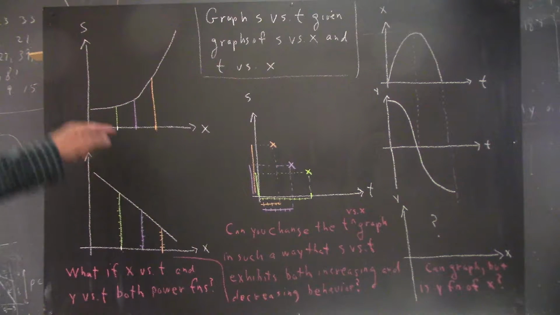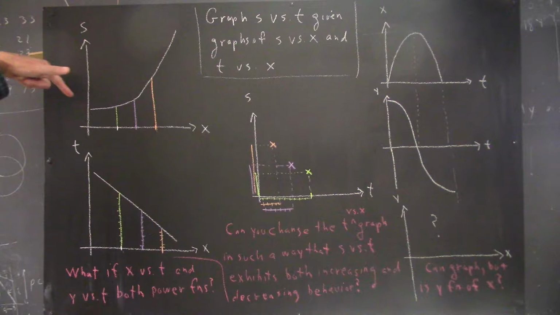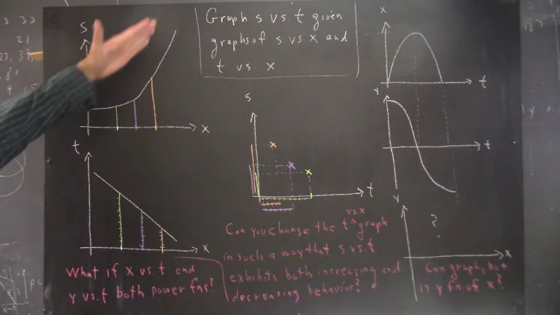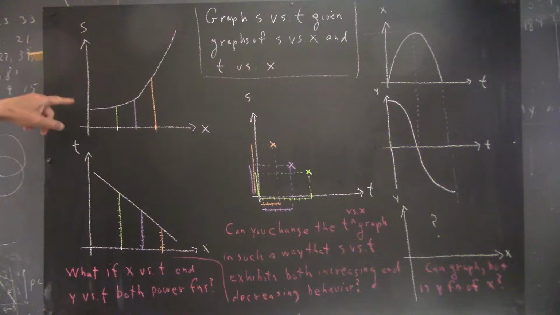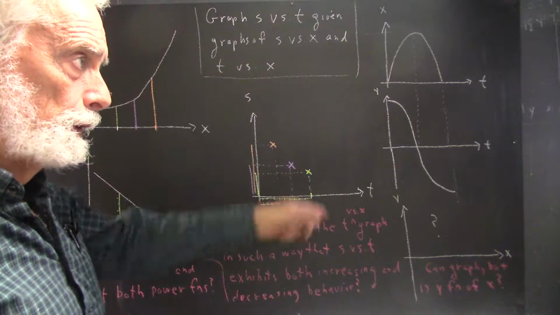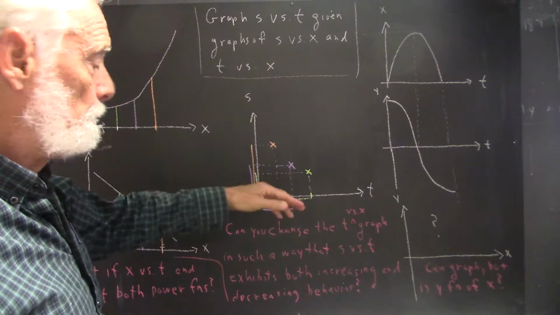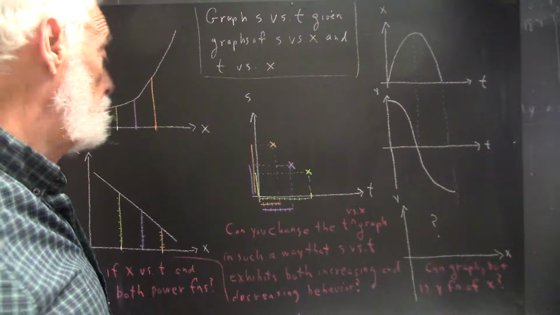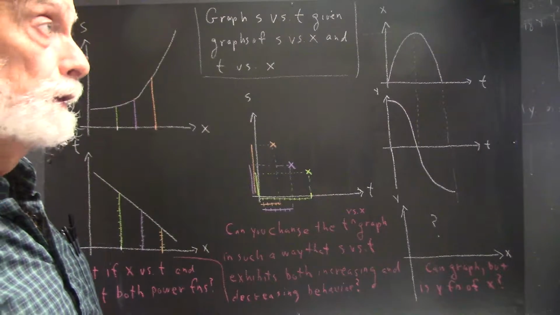Okay, we note that this graph is increasing everywhere. It's always going upward. So this graph is strictly increasing. What's this graph doing? Well, it's strictly decreasing. Okay, what does this graph appear to be doing? Well, from these 3 points, it appears that it's always decreasing, so that it's strictly decreasing.